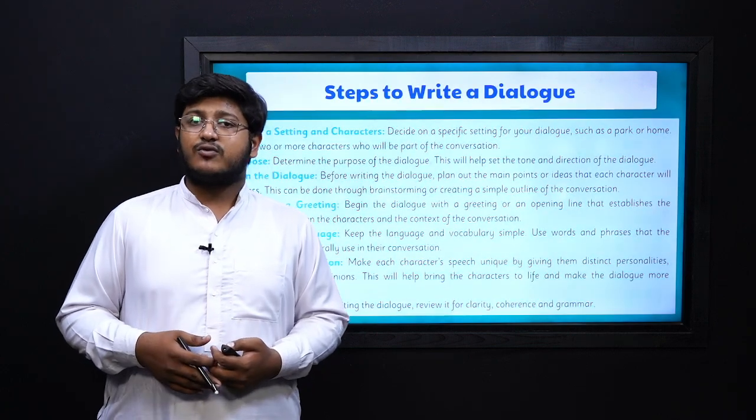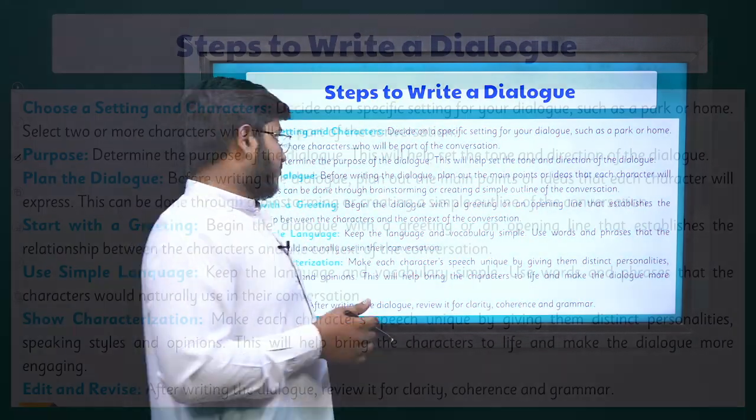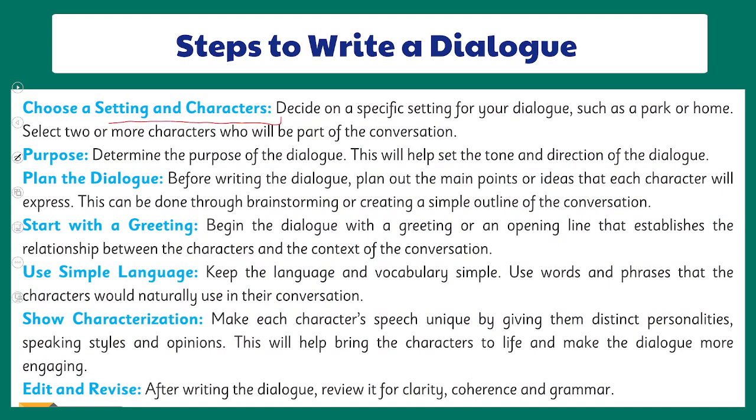So let's find out different steps to write a dialogue. The first step in writing dialogue is to choose the setting and the characters. Firstly, you have to decide where the dialogue is happening and who the characters of the dialogue are. Like we can say that the dialogue is happening between a teacher and a student and the setting is the classroom. So there are two types of characters, students and teacher, and among the students there can be other characters like Aisha, Umar and Hasan, and the setting is the classroom.